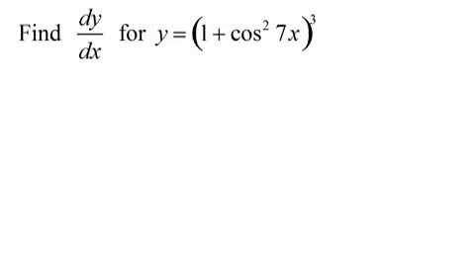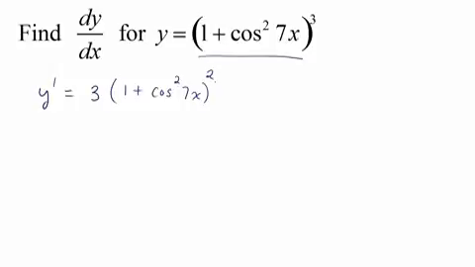Find dy dx for y equals the quantity 1 plus cosine squared 7x, all of that cubed. So we'll start by thinking of this as some function to the third power. So differentiating, we would get 3 times the function 1 plus cosine squared 7x, decrease exponent by 1, giving us 2. Now we have to go back inside and take the derivative of the function.